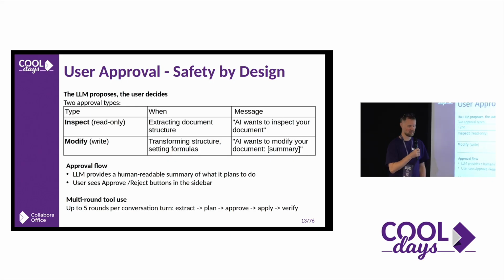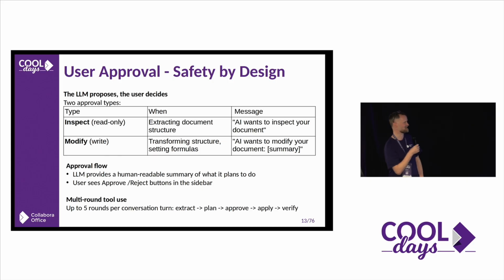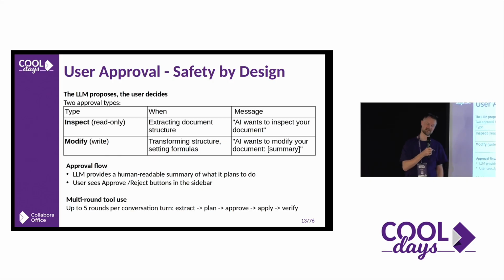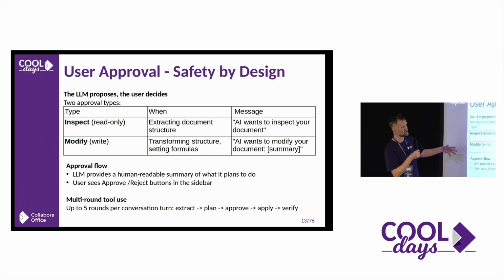Now, the question is, do you want to let an AI loose on your document? That's the question. And there's a whole load of approval flows that we've put in here to make this reasonably safer. So the first thing is asking if it's allowed to actually read your document. So you get a prompt of this form. We want to inspect your document. Are you going to allow it or not? And then putting stuff back in, of course, the opposite. I want to change your document. Can I do this? And hopefully providing a human-readable summary.